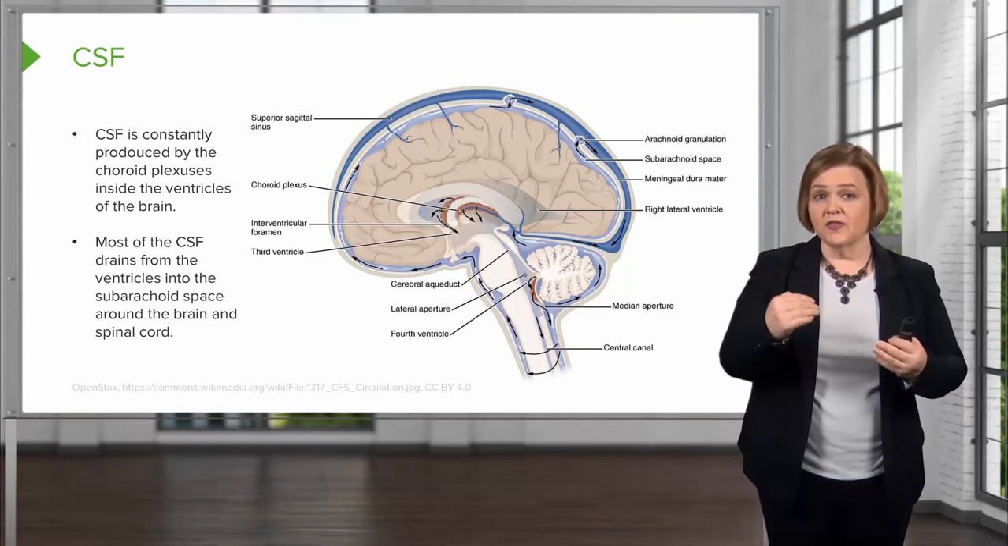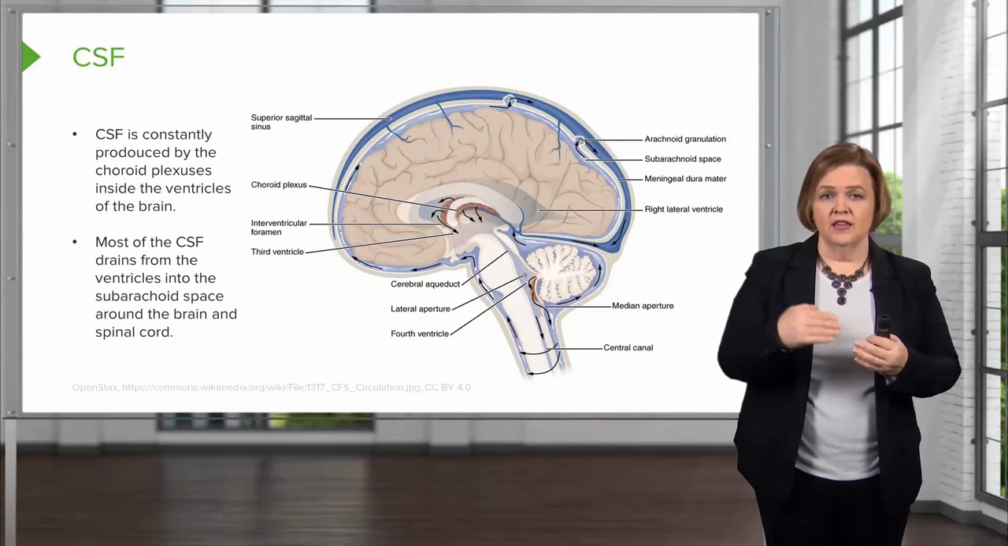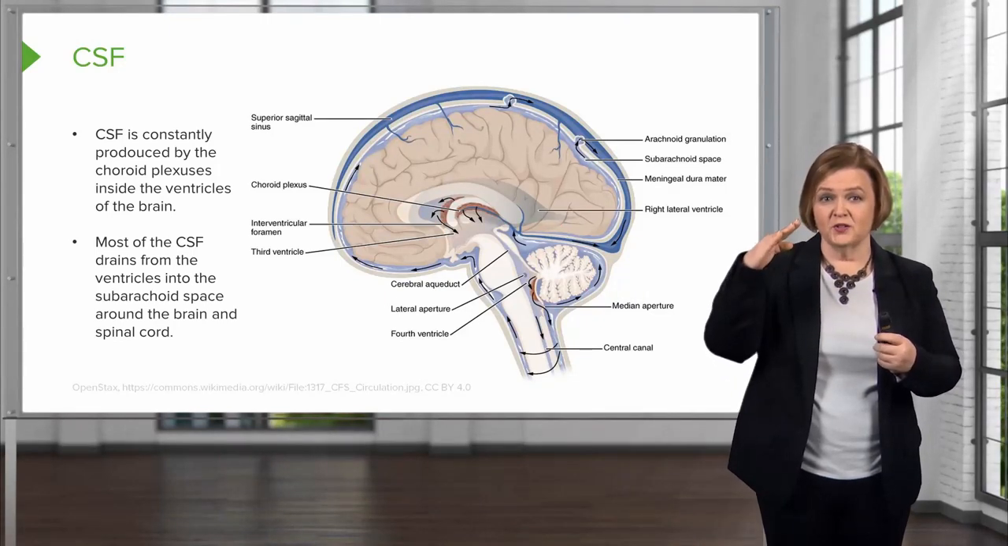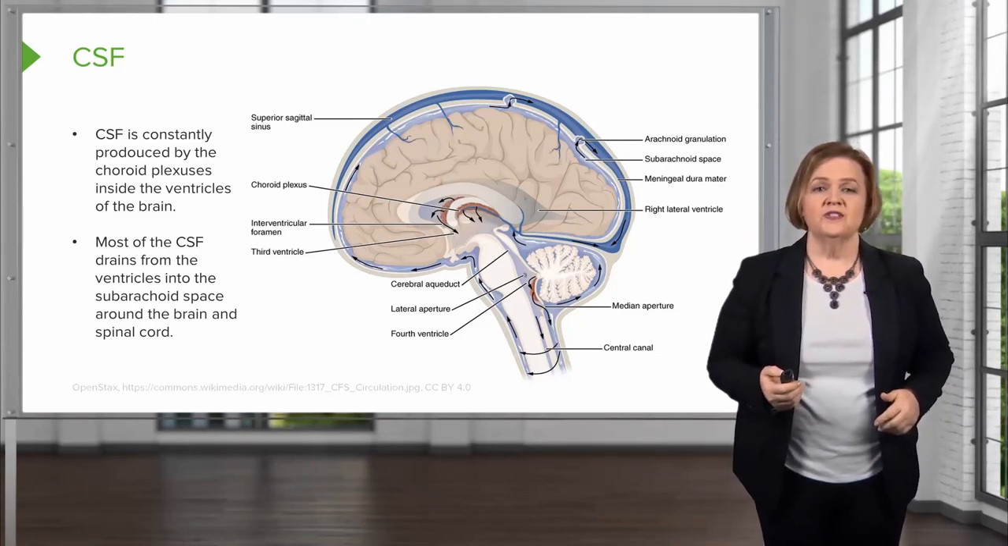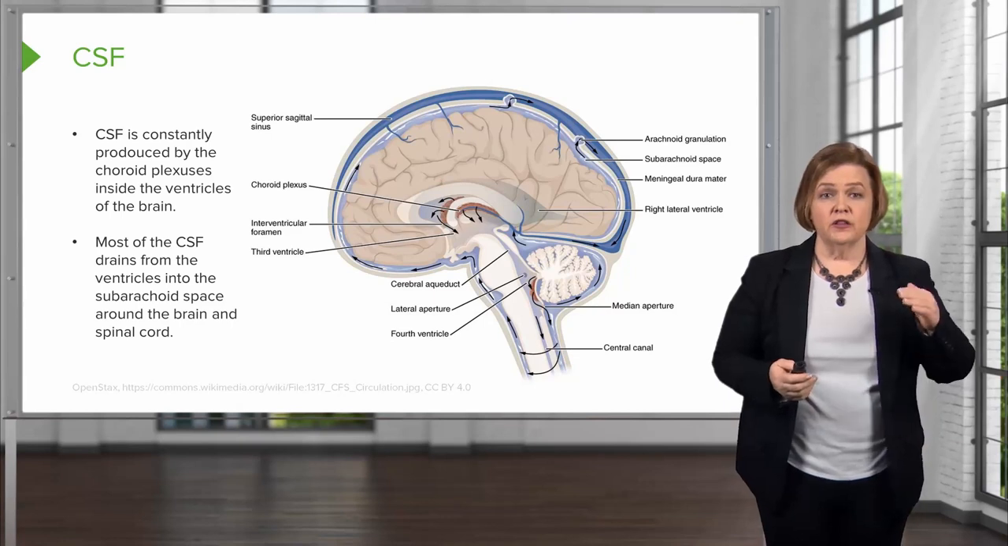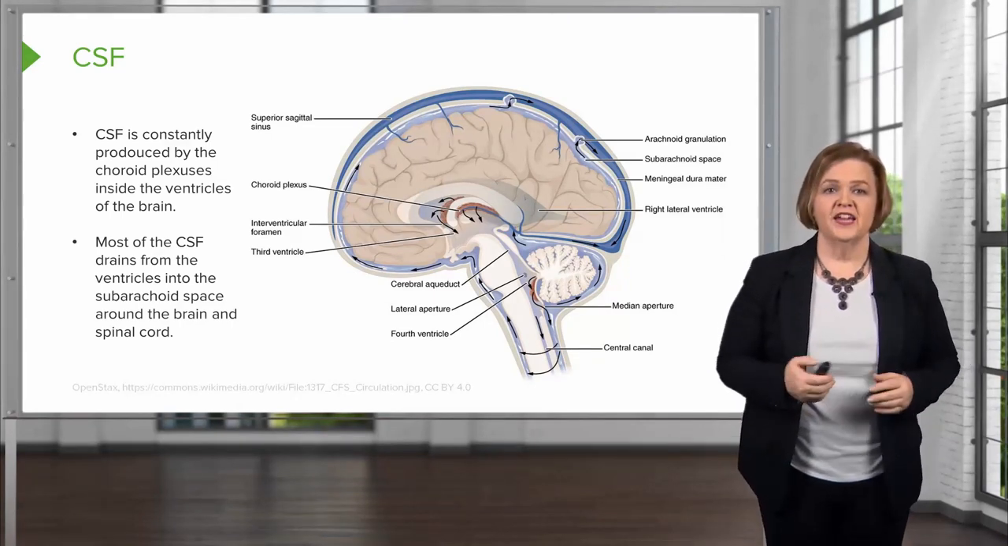When we're talking about the subarachnoid space, that's in between those meninges that we've talked about, remember? Pia, arachnoid, dura. You've got it. Good. So subarachnoid is just below, sub, the arachnoid layer.